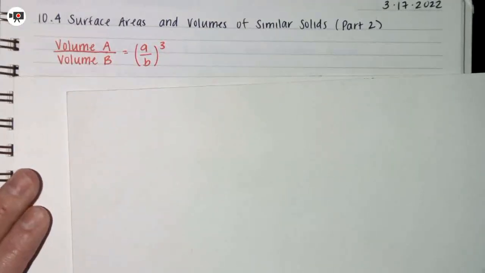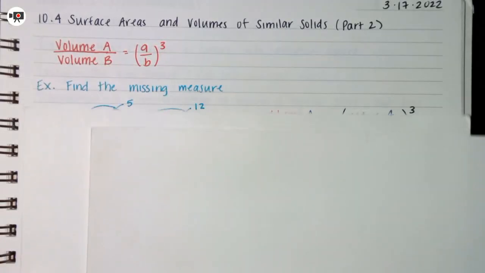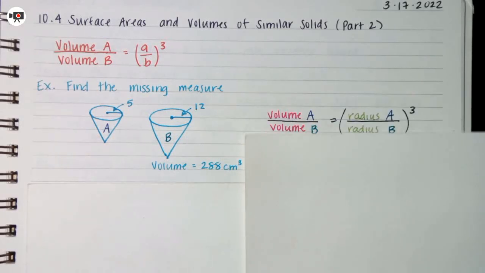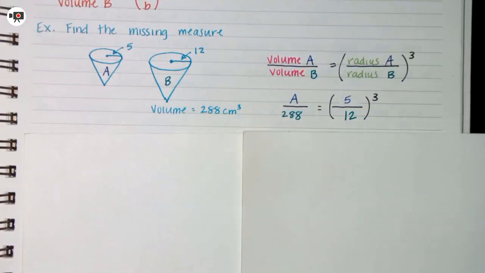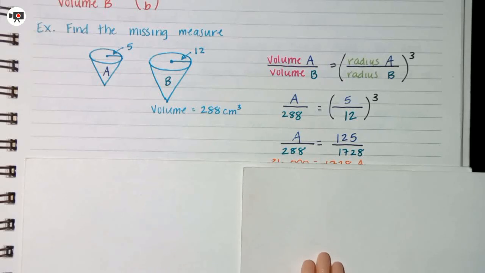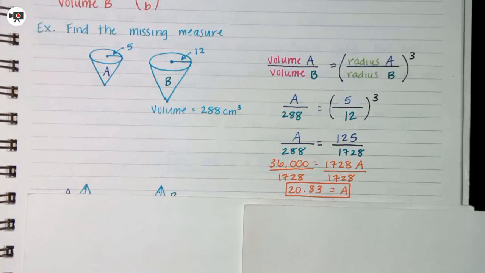And I could also do this if I am given volume. The dimensions are going to be cubed when dealing with volume. So we're going to find the missing measure here between the cones of A and B, putting in the volumes and radius for each, plugging in the numbers. 5 cubed is 125, and 12 cubed is 1728. Cross multiply, and then we're going to divide and solve for A. So the volume of A is 20.3. It's quite a bit smaller than the volume of B.